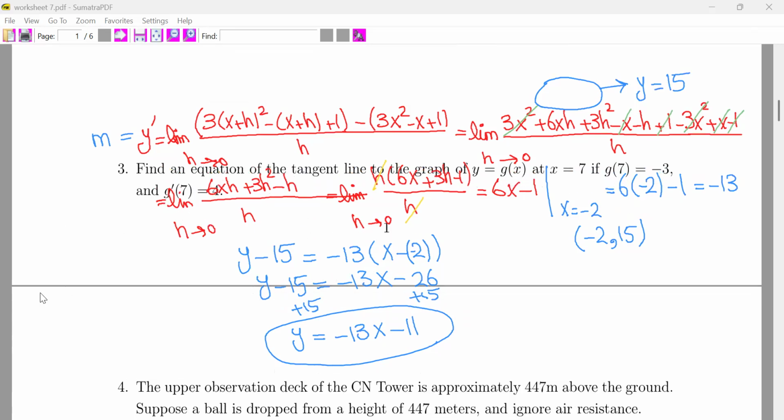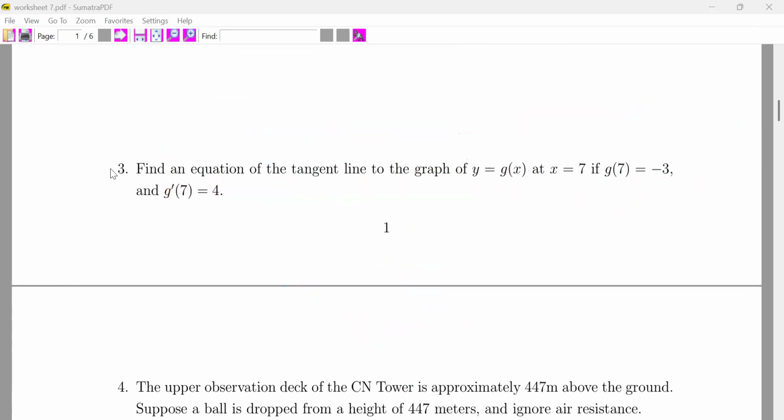Next question is finding an equation of the tangent line to the graph of y equals g of x at the point x equals 7 if g of 7 is -3 and g prime of 7 is 4. So using g of 7 equals -3 here, we would know that the point is 7 and -3. Also, having g prime of 7 equals 4 means we have the slope here.